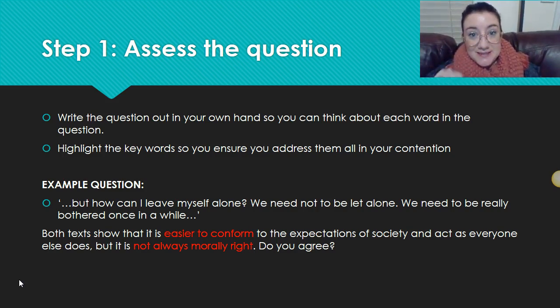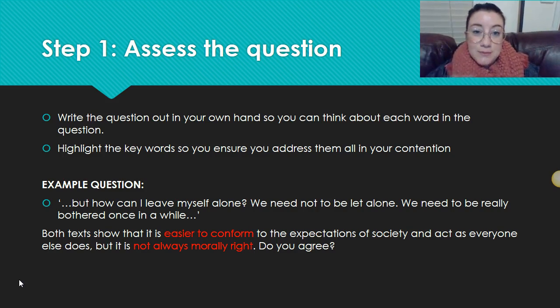Step 1 for the essay: you need to assess the question. It's just like a text response in that regard. You need to write out the question in your own hand, so you can think about each word in the question, and then highlight your keywords, so you can make sure that you address them in the contention.